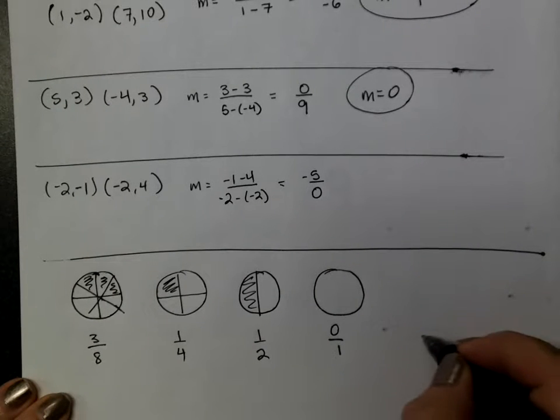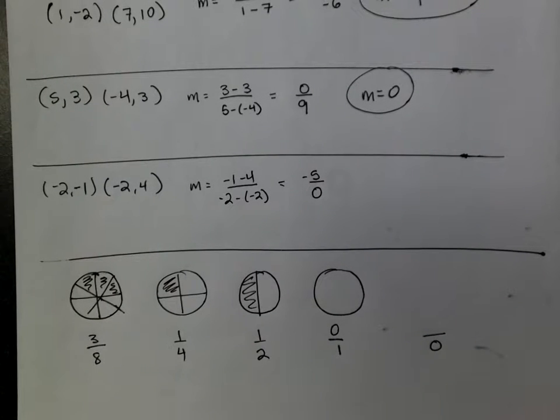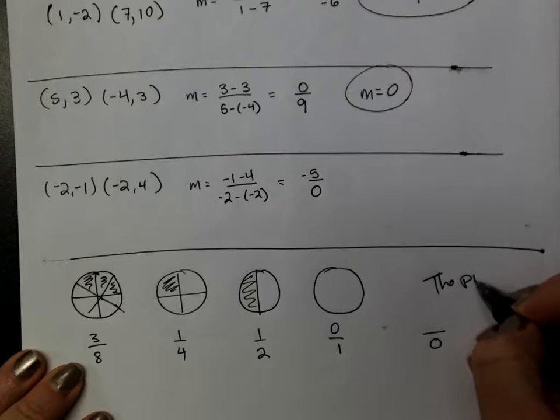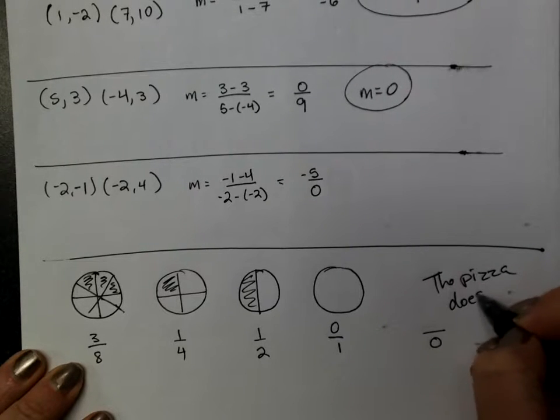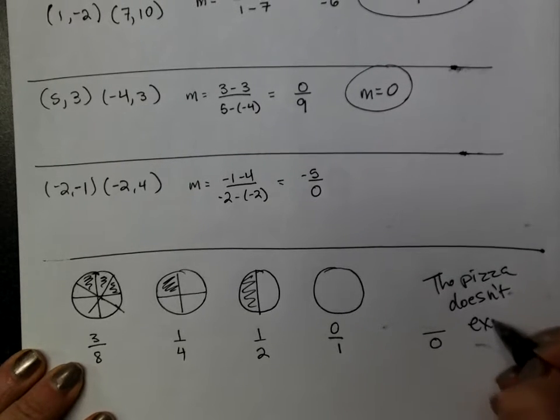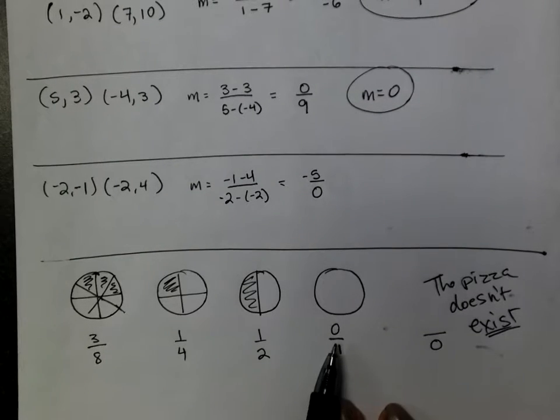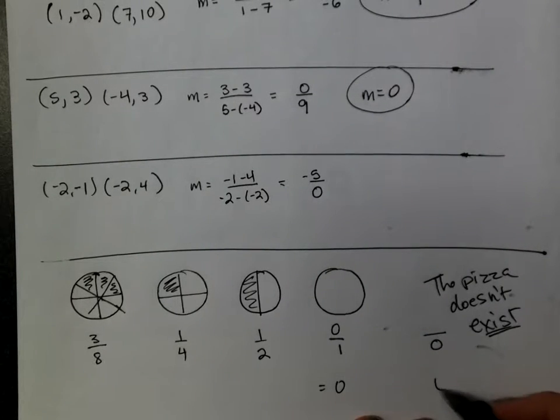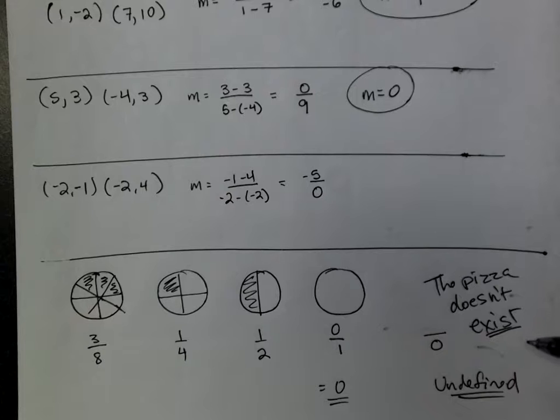So what on earth would this mean? Yeah, there was no pizza. The pizza that doesn't exist. Now that is different. Not existing is different from being 0. So this equals 0, and this is what's called undefined. The pizza is undefined, which means it doesn't exist. 0 is not the same thing as not existing. 0 exists. 0 is a real thing.